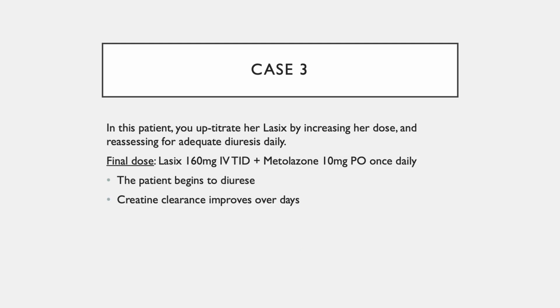The resolution of this very real case is that the patient's IV Lasix was sequentially up-titrated with assessment of response daily. The patient ended up requiring 160 milligrams of IV Lasix 3 times a day with metolazone before he adequately diuresed. Thereafter, the creatinine clearance improved over the following days.